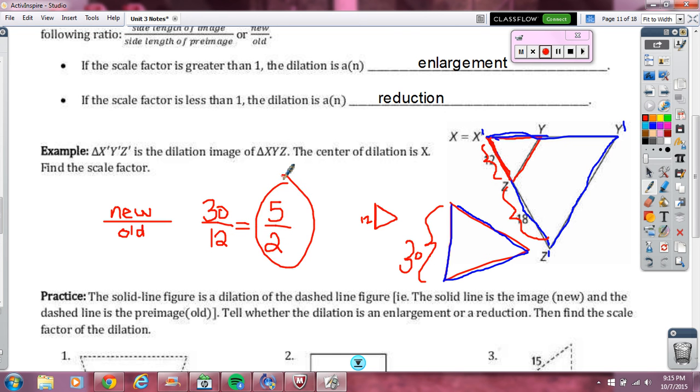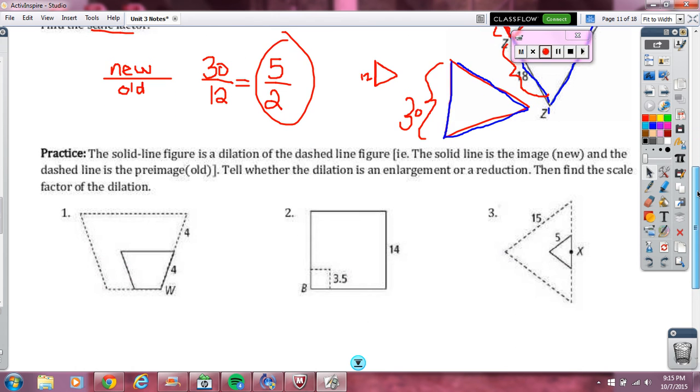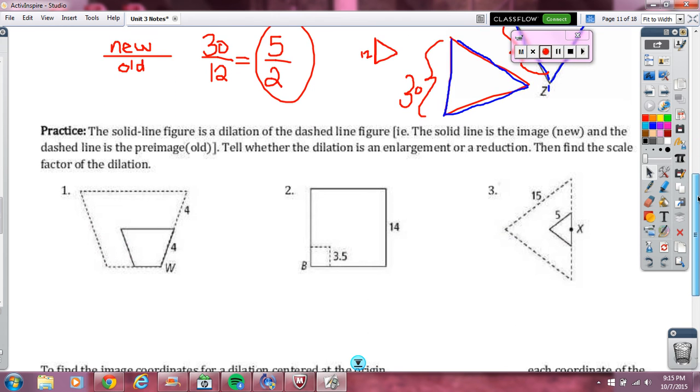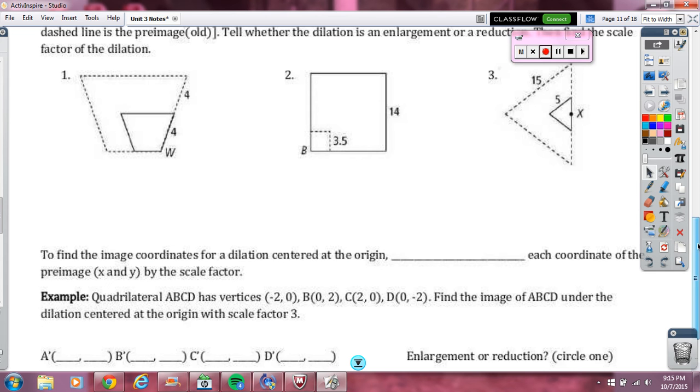So 5 halves, that right there in the circle, that is my scale factor that compares the size of the new, or the blue shape, to the old, which was the little red triangle. We're going to do numbers 1 through 3, that practice in class, but maybe think about if you have questions that you would need to ask before you could be successful on those 3 problems.